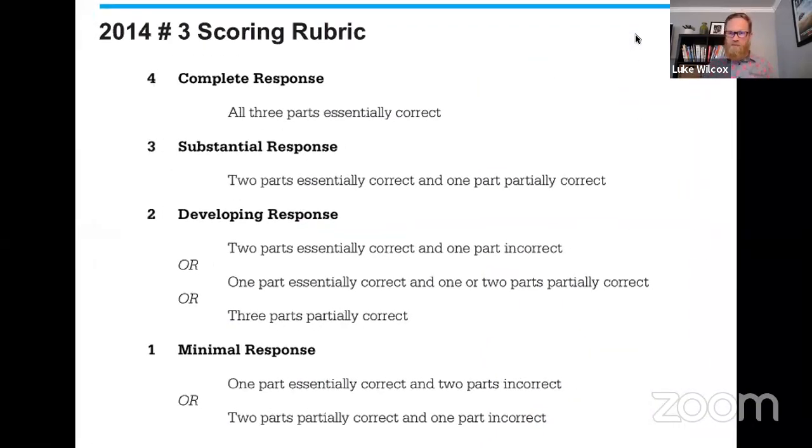And I think that this rubric is going to look very similar to the first 2. All 3 parts essentially correct for a 4, 2 parts essentially correct, and 1 part partial for a 3, and then several different ways of getting a 2, a couple of different ways of getting a 1, and even a possibility of getting 0.